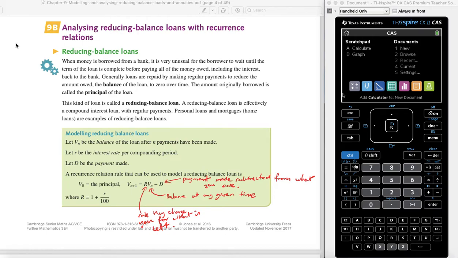In this video, we're going to analyse reducing balance loans, which are like home loans, with recurrence relations. This is going to be a long one, so bear with me and just try and follow along. Pause when you need to.